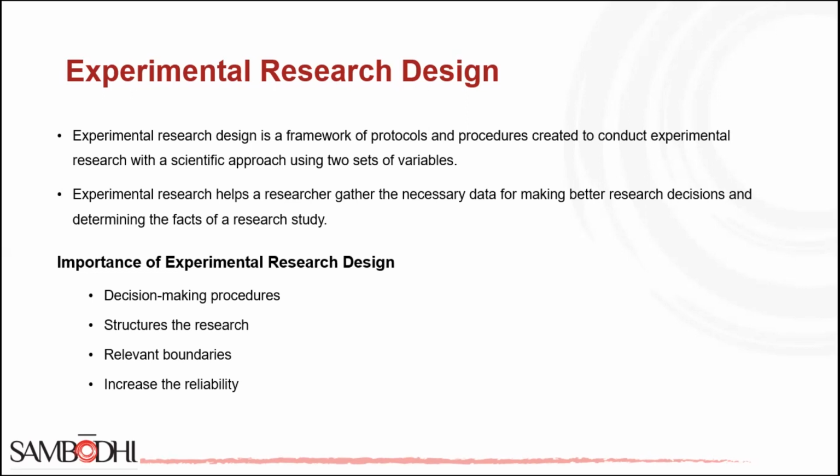Experimental research helps a researcher gather the necessary data for making better research decisions and determining the facts of a research study. When can a researcher conduct experimental research? There are the following situations: when time is an important factor in establishing a relationship between the cause and effect; when there is an invariable, or never changing, behavior between the cause and effect; and finally, when the researcher wishes to understand the importance of cause and effect.